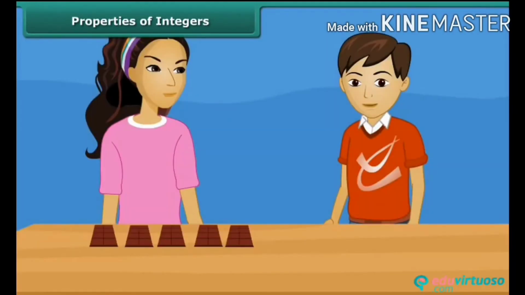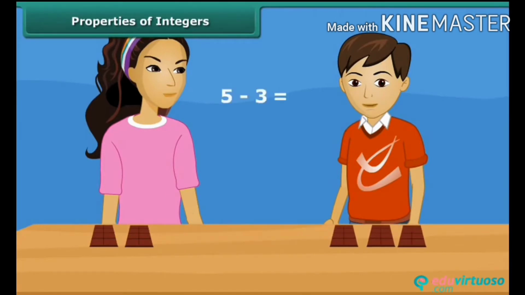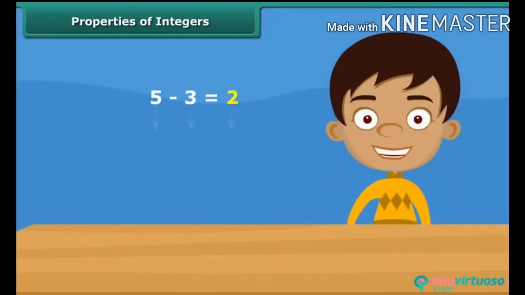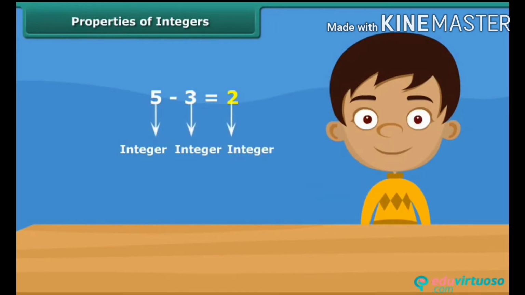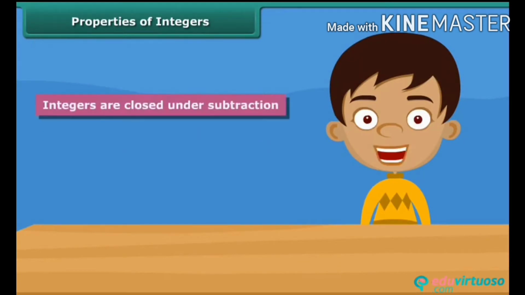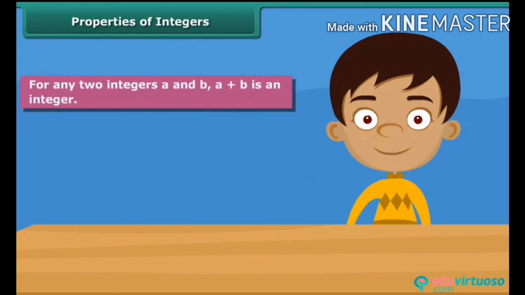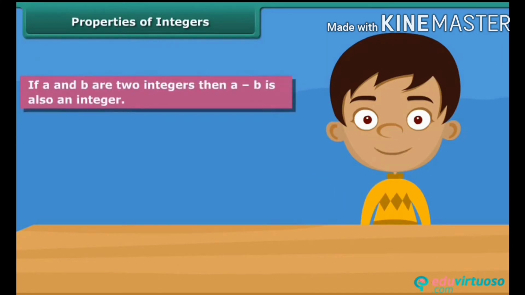Look at Reena. She has 5 chocolates. If she gives 3 chocolates to her brother, then how many chocolates are left with Reena? Yes, you're right. She is left with 2 chocolates. In this example, we see that difference of two integers is also an integer. Hence, integers are closed under subtraction. In general, for any two integers a and b, a + b is an integer. Similarly, if a and b are two integers, then a - b is also an integer.